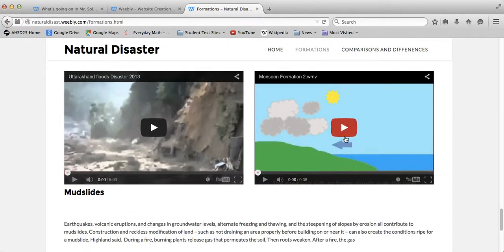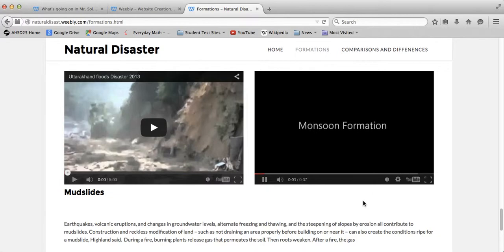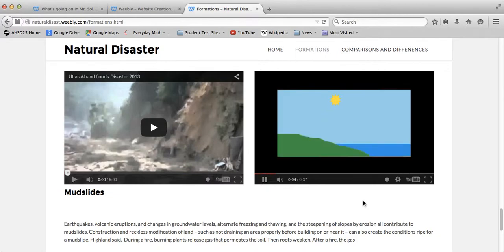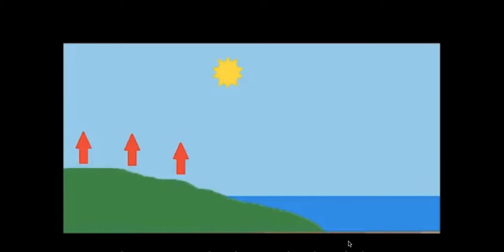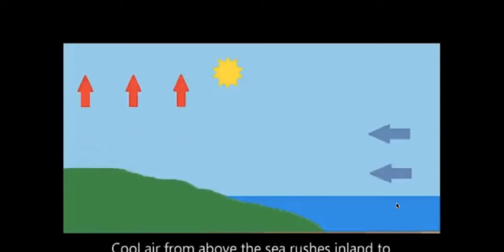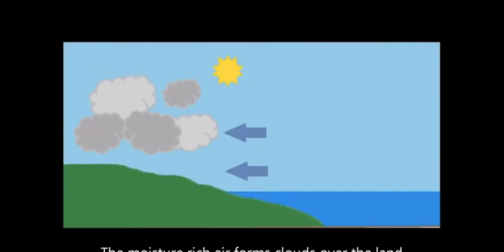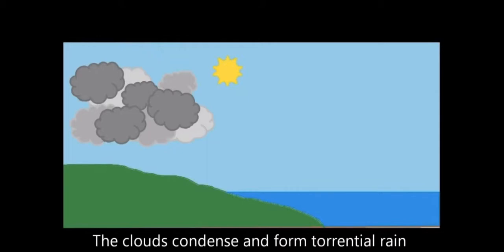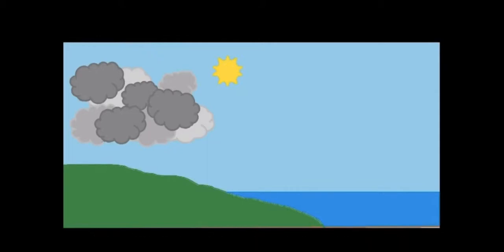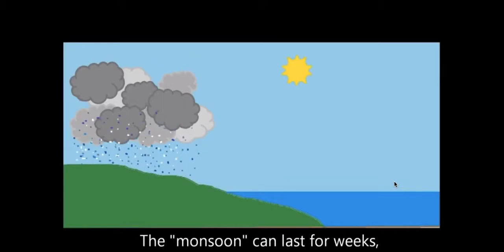Monsoon is a type of flood, and this is how it forms. As you can see, it has to do with evaporation. You can read the captions, but the warm air above the land rises. Cool air from the sea rushes inland to balance the pressure difference. The moisture-rich air forms clouds over the land. The clouds condense and form torrential rain. The monsoon can last for weeks, sometimes months.